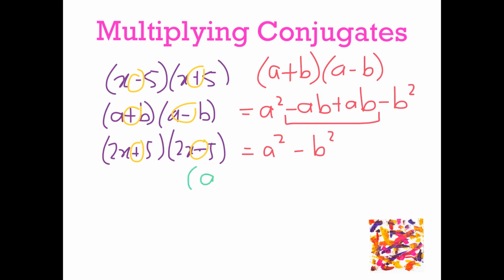So if you wanted to know a pattern, when you have two conjugates, which are terms that are exactly the same, just one has a plus sign, one has a minus sign, all you're going to do is take the first two terms, multiply those together. A times a is a squared. Take the second two terms, multiply those together. Positive b times negative b is negative b squared. And that is your final answer. And these questions actually tend to be quite easy to do if you recognize that they're conjugates.